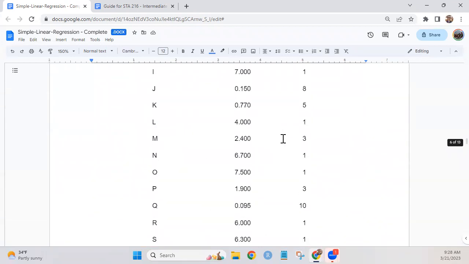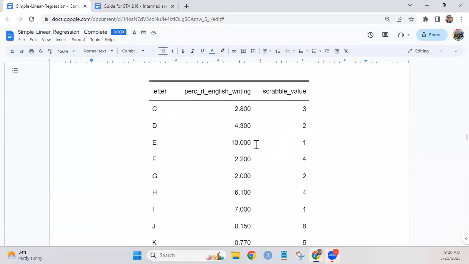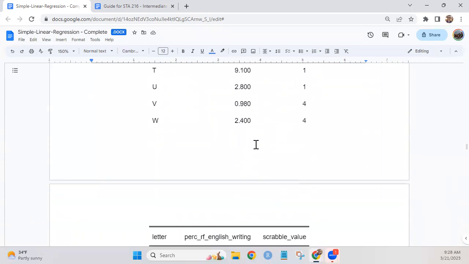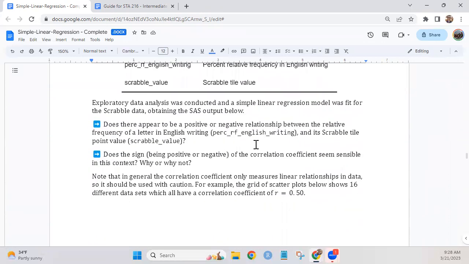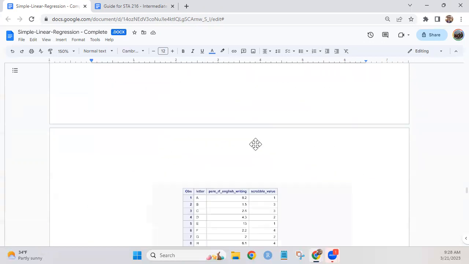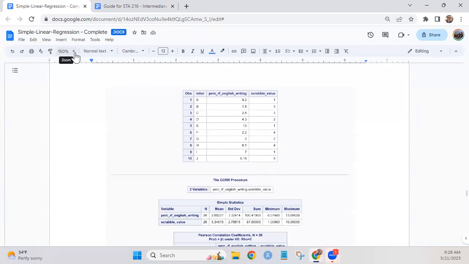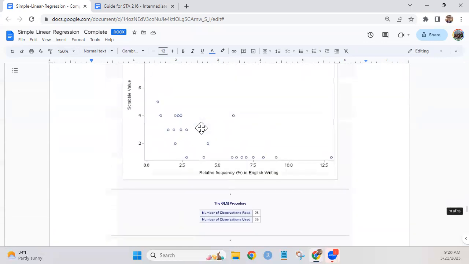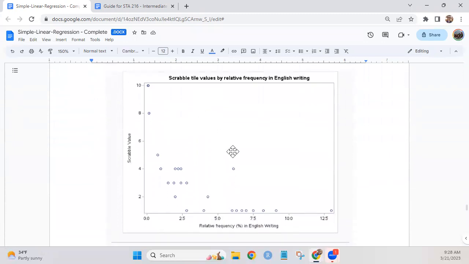This is kind of an interesting data set because it's so small, actually, that we can look at the whole thing on the page here. There's only 26 rows. So a linear regression model was fit with SAS, and we obtained all this output below, which is a little bit small, but we'll zoom in as we look at it. So here's the scatter plot showing the Scrabble point value and then the relative frequency in English writing.